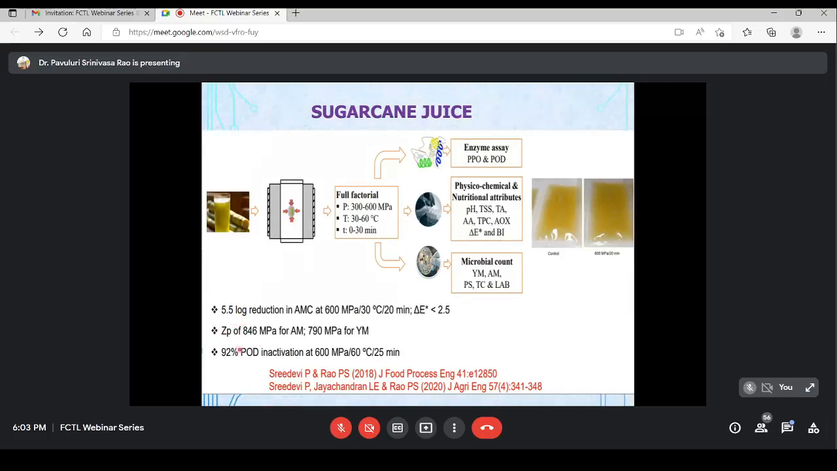The z values also proved to be higher in comparison to the other commodities. 92% POD inactivation was possible at the conditions of 600 megapascal, 60 degrees centigrade, and a 25 minute treatment.